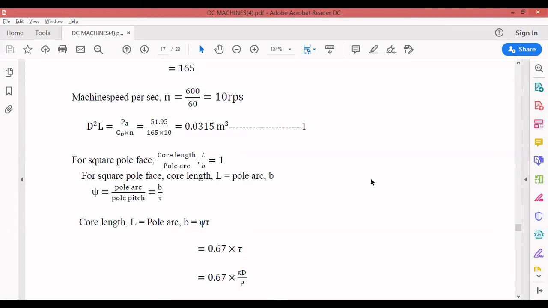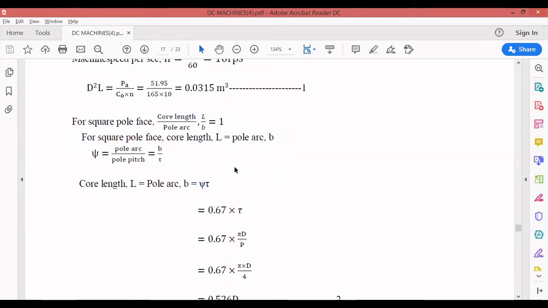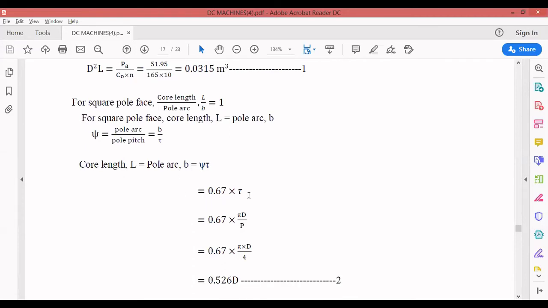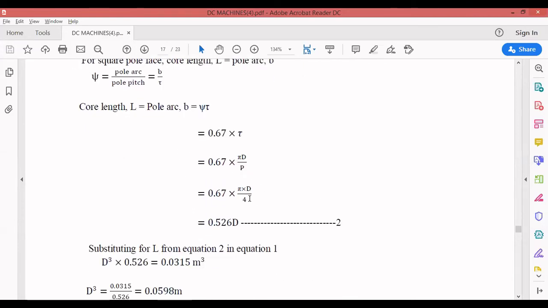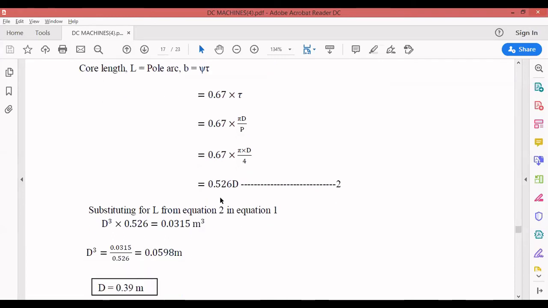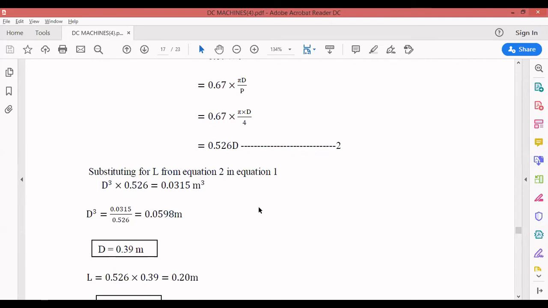Once again, we have square pole. Core length L by pole R B is equal to 1 for square pole. Psi is equal to B by tau. Core length is equal to pole arc B, which equals tau. Psi is given 0.67. Tau is equal to pi D by P. P is given, P is equal to 4. So what you get here? 0.526 tau. Equation 2.